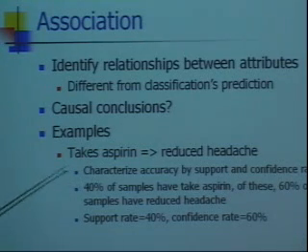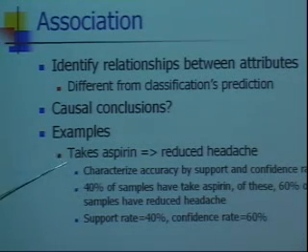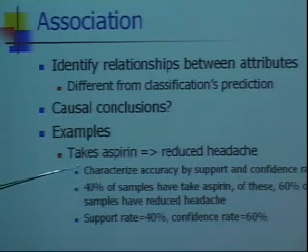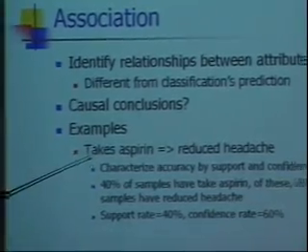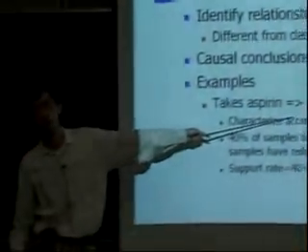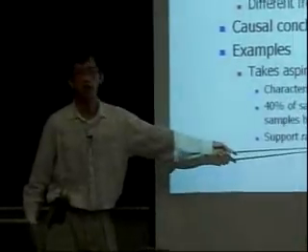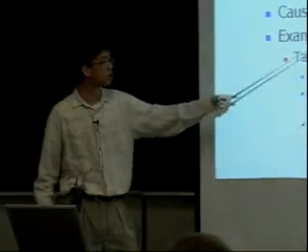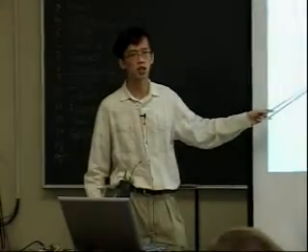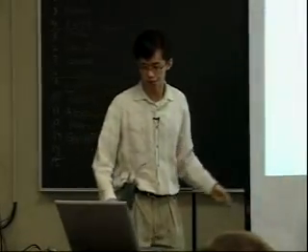Does this mean anything? So first you take a percentage, the percentage of people who took aspirin, that's the support rate, and of these samples, how many people had a reduced headache? And that's the confidence rate. So that means how good this rule is. How confident are you that this rule is actually meaningful?